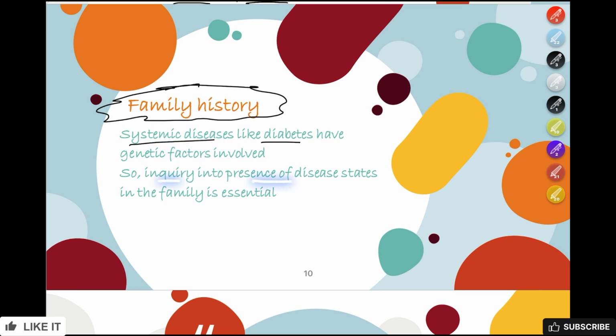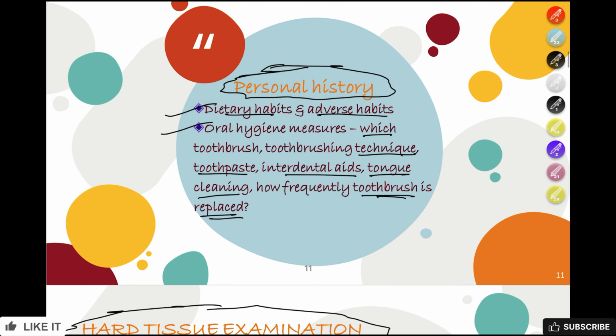So inquiry into presence of disease states in the family is essential. Next is the personal history. Personal history includes dietary habits and adverse habits. Dietary habits include whether the patient is on a well balanced diet or well nourished, and adverse habits include whether the patient eats any pan, tobacco, betel nut or any other deleterious habits.